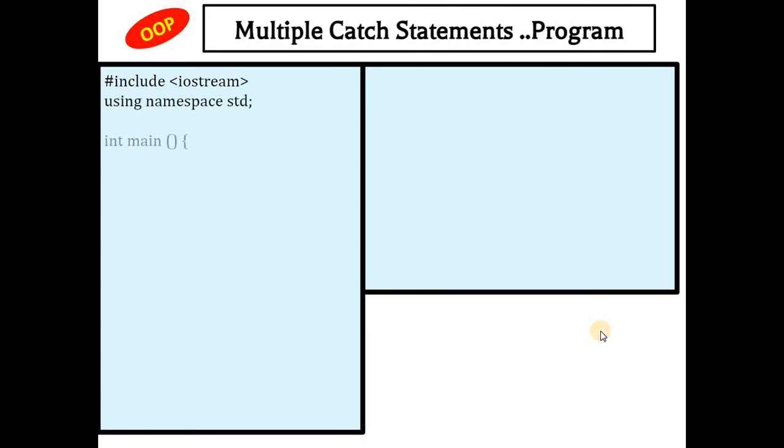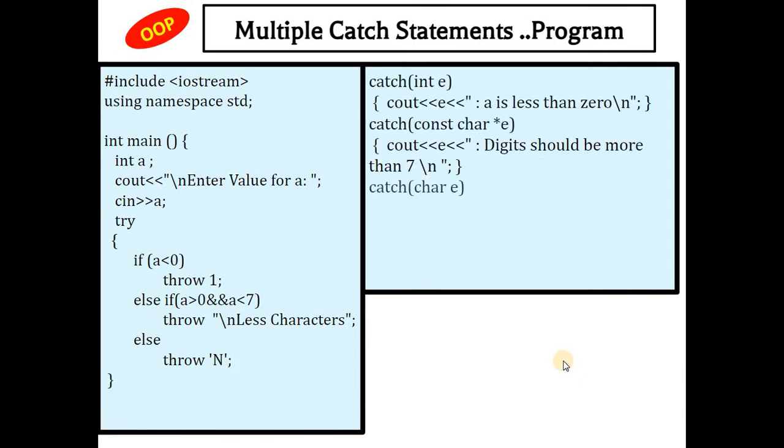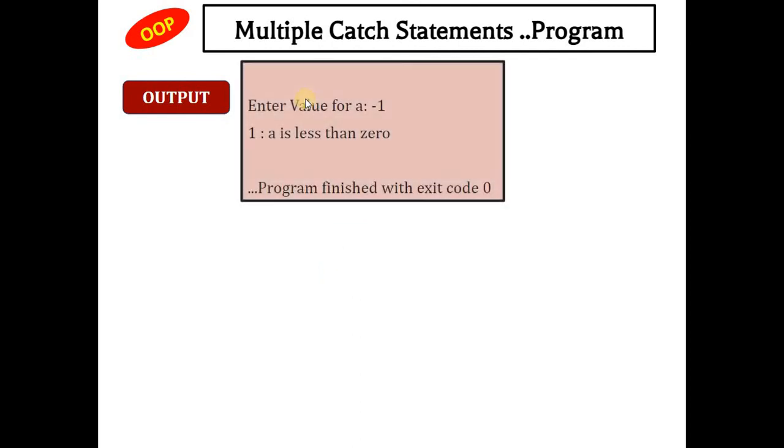So let's see a program. In the main function, we have: enter the value for a. We are taking the value from the user. We check if the value of a is less than 0, throw 1. Else if a is greater than 0 and less than 7, you throw less characters. Else throw a character. Accordingly, we have 3 catch statements, and return 0.